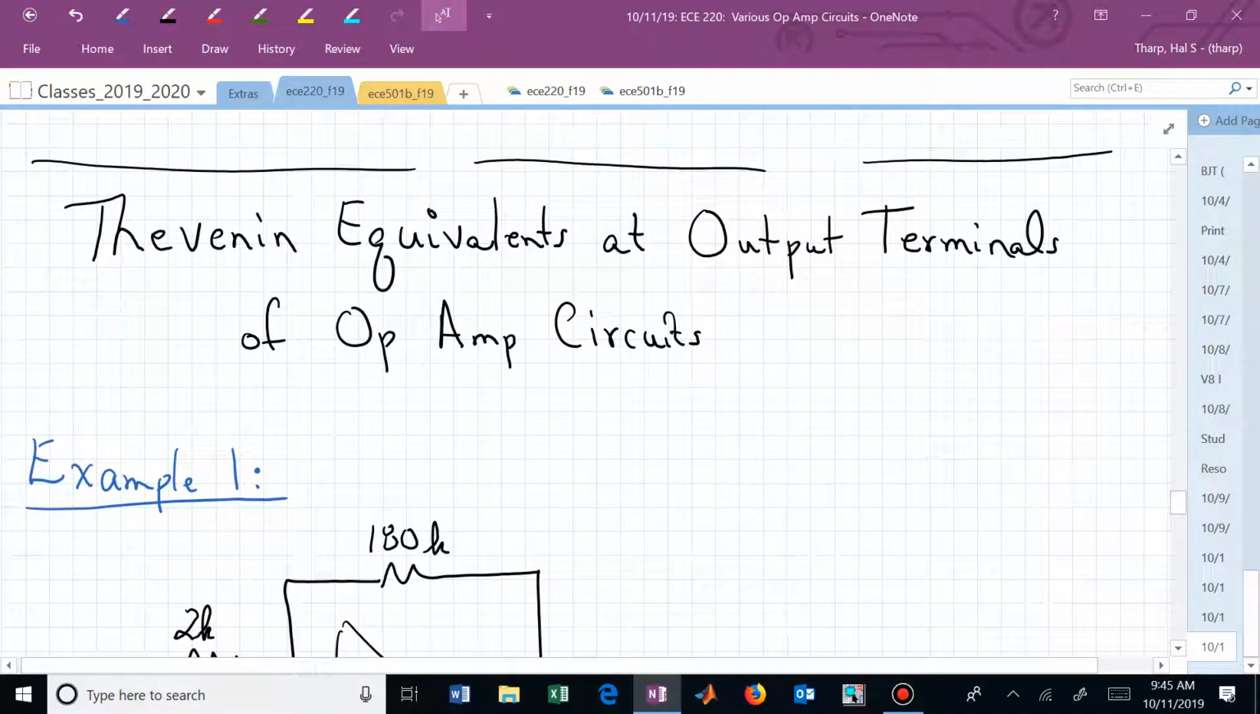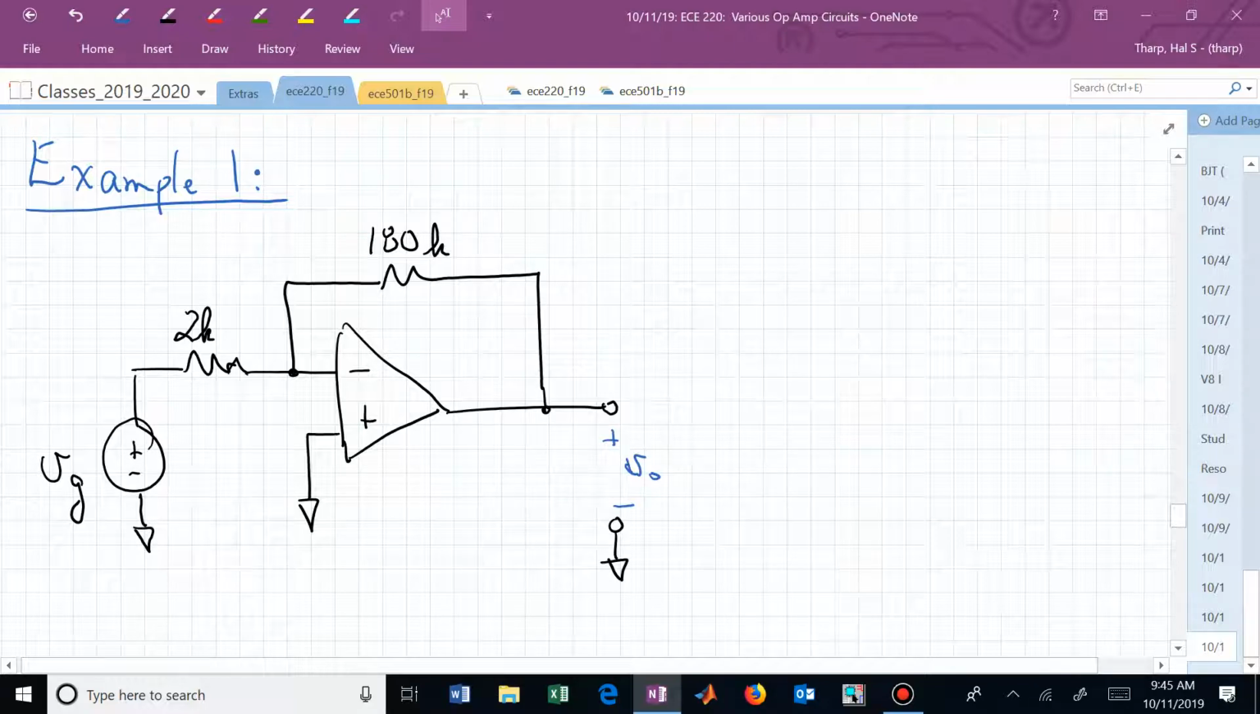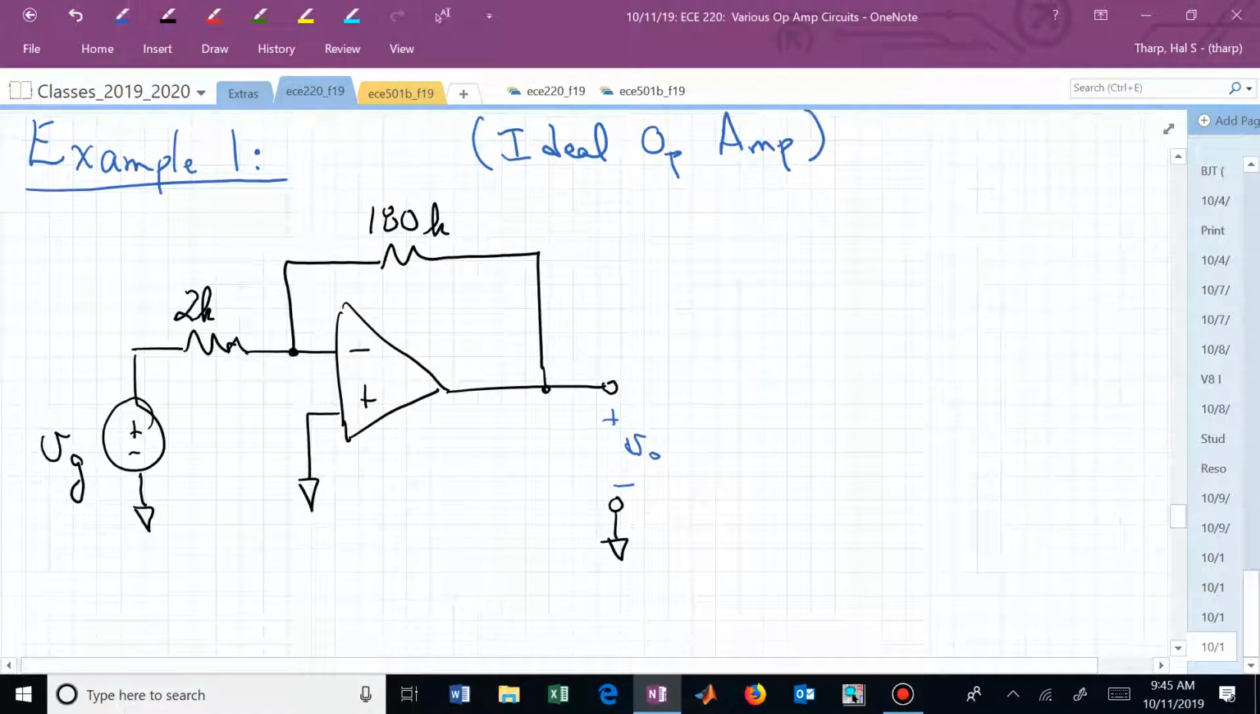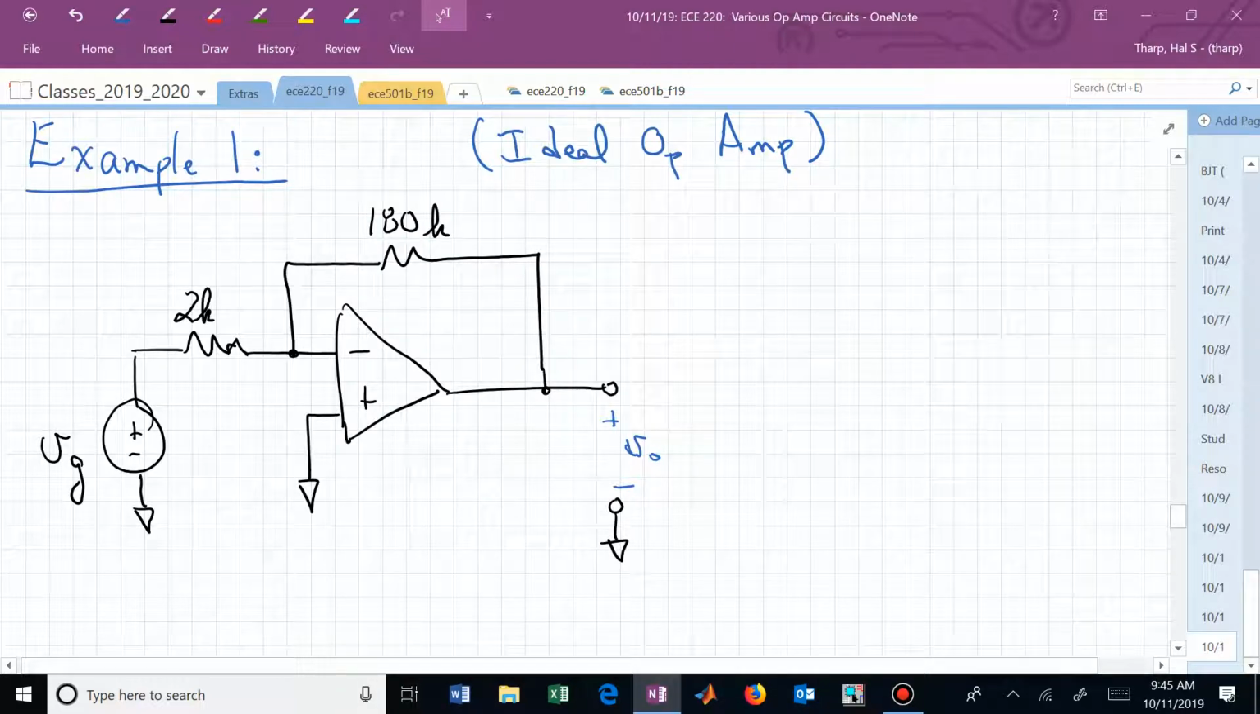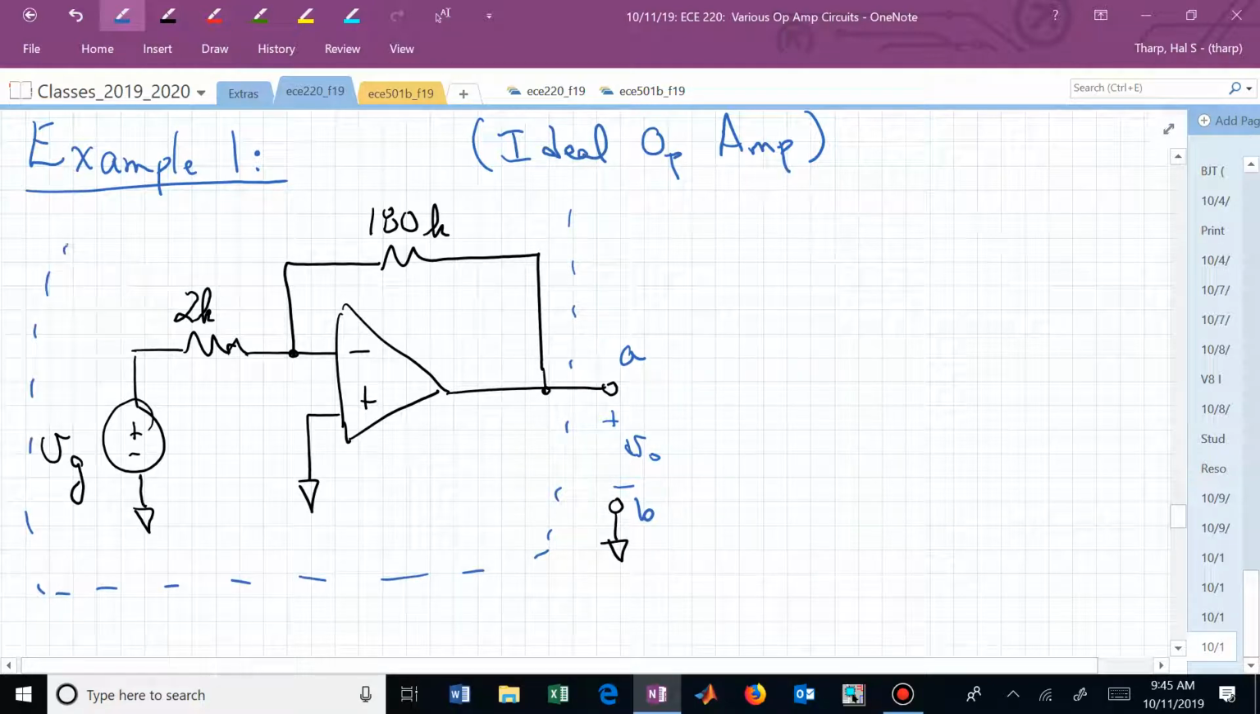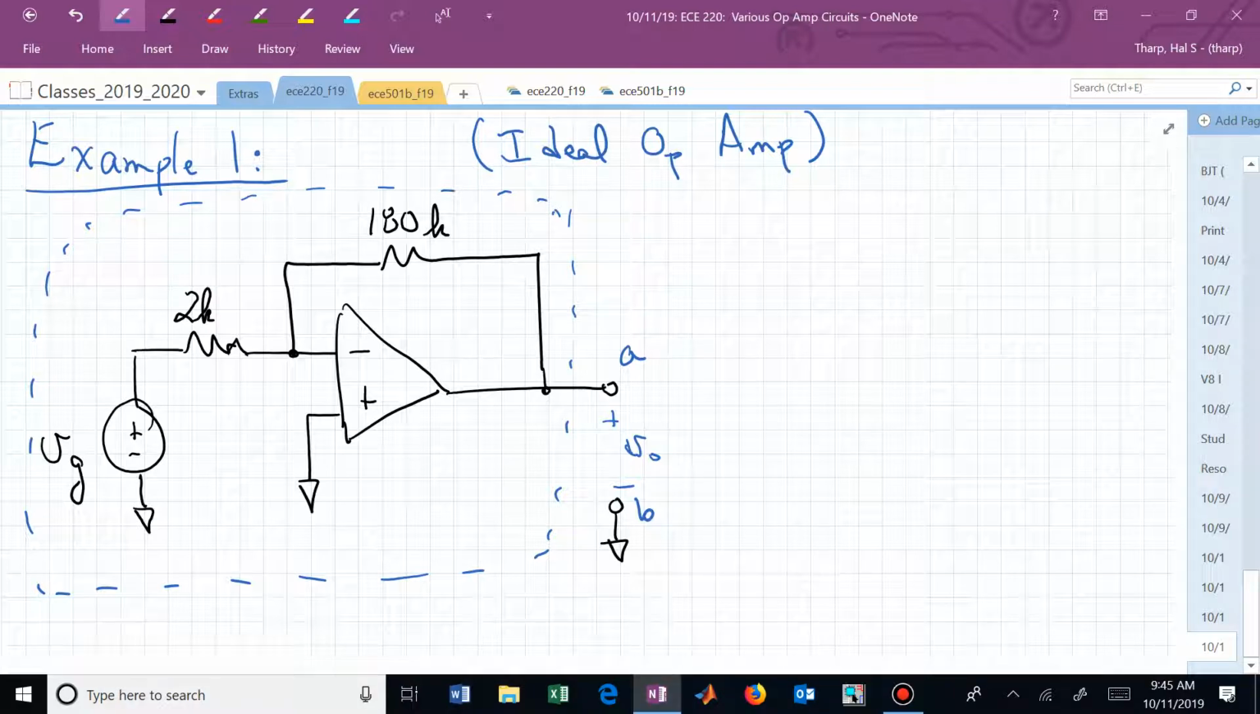Let's now look at Thevenin equivalence at the output terminals. And we've already seen this one. This is what we finished the class with last time. What did we say was going on here? Now if I wanted to replace this that I've now encircled with this dashed border, I want to find the Thevenin equivalent that's inside that dashed boundary. I really just want to collapse all of that into a Thevenin equivalent between terminals A and B.